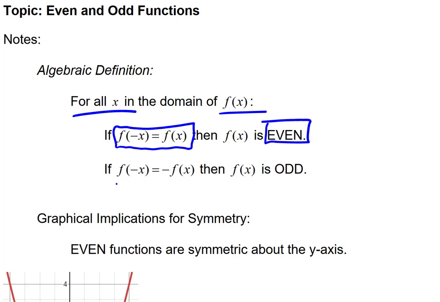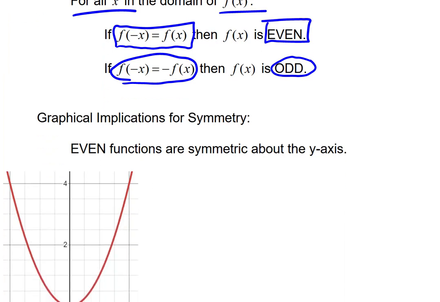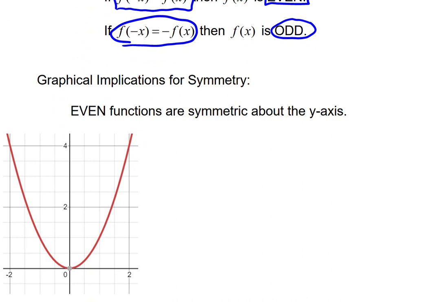Secondly, if f of negative x equals negative f of x, then the function is odd. And so this simple algebraic definition will prove useful in trying to determine if functions are even or odd. But more than that, there also are some graphical implications. And so some graphical implications for symmetry involve the following.